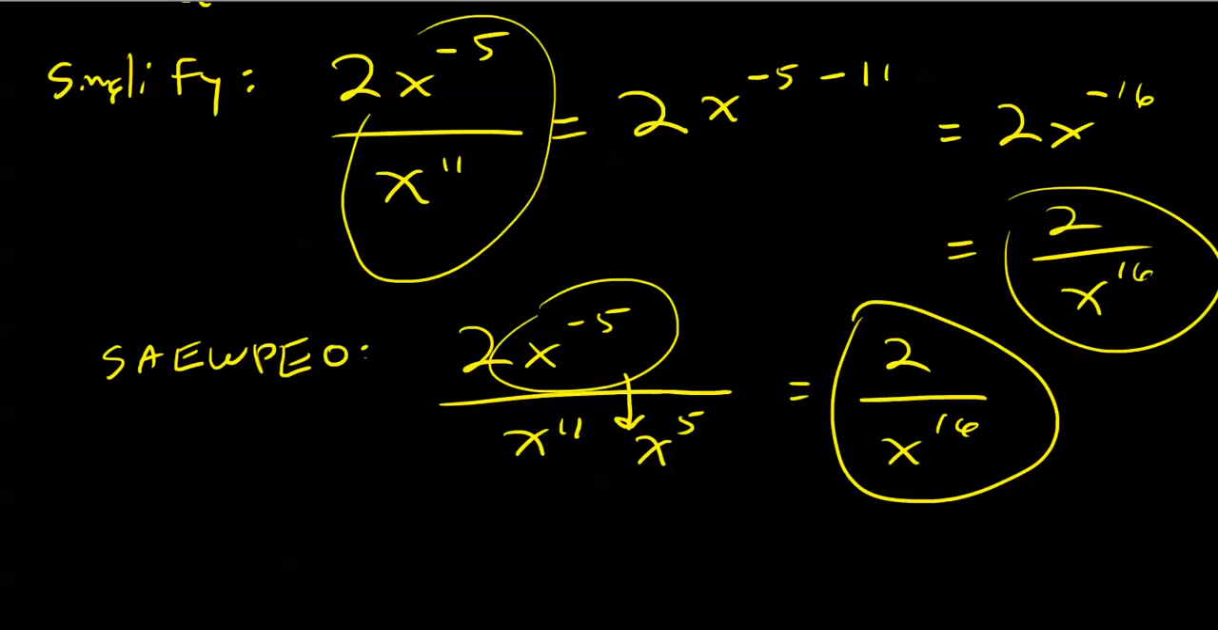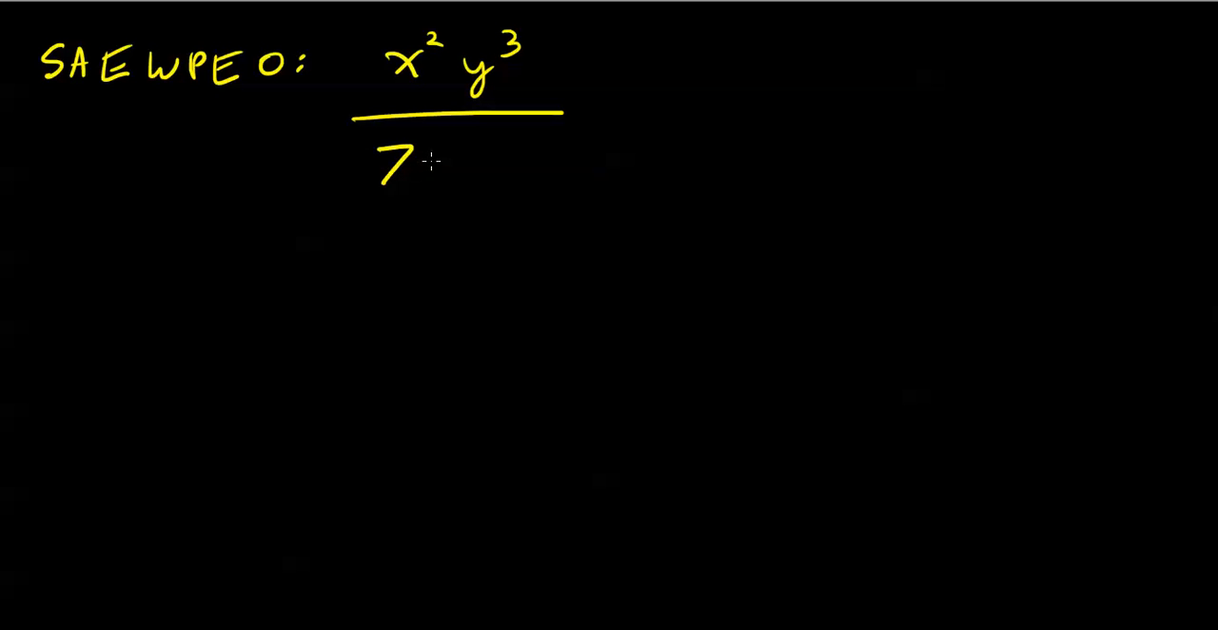Alright. Let's try another one. Simplify and express with positive exponents only. Let's say I've got x squared over y cubed divided by 7 over x y to the 4th power.